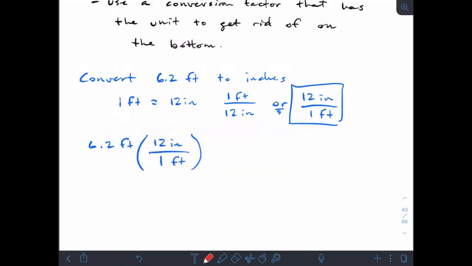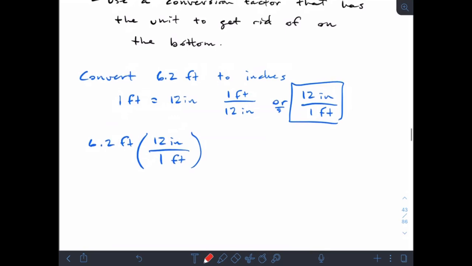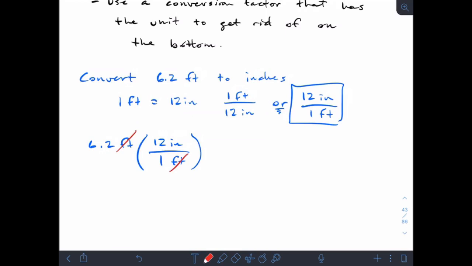My feet will cancel because I have feet on top on the left and feet on the bottom in my conversion factor. So feet will cancel out, leaving me with an answer in inches, which is what I want. So I'm going to say 6.2 times 12, because 12 is on top in this scenario. And we'll end up with an answer that is 74.4 inches.